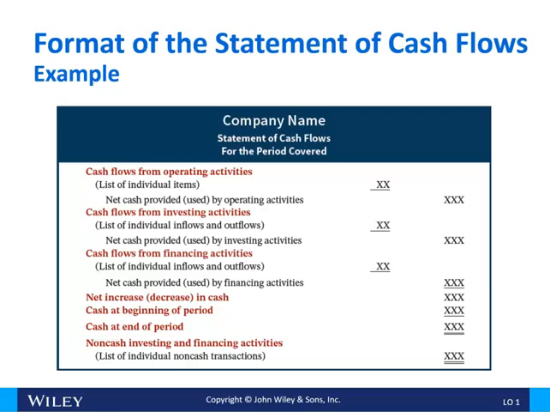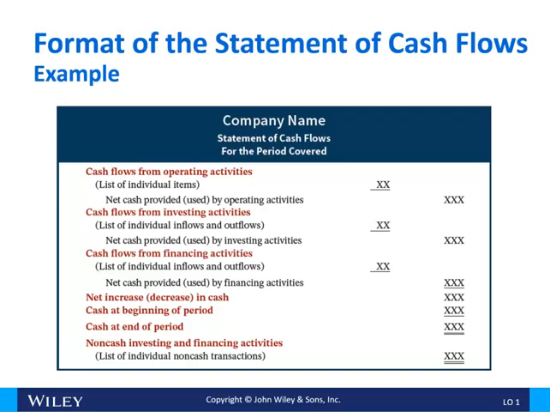Then we have the title cash flows from operating activities. We're going to list the items, get a subtotal there, and it will be net cash provided or used by operating activities. So if it's provided, it'll be a positive number there. If it's a negative number there, then it's going to be cash used by operating activities. Next section is the cash flow from investing. List the individual inflows and outflows again, get a subtotal. Cash flow from financing, same thing. List the individual items, get a subtotal for that section.